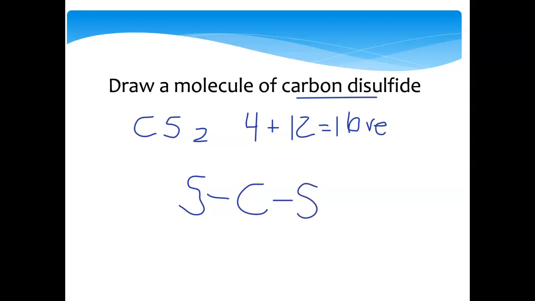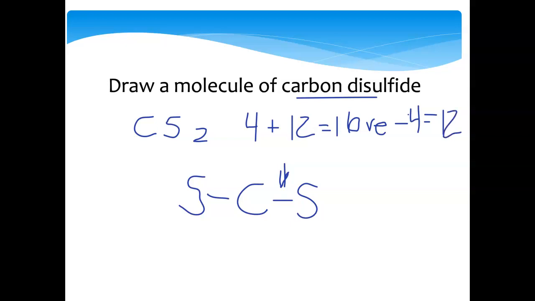And then I'm going to put my S's in there. And I already put my bonds in. You can see my bonds right there. Each of those bonds is 2 electrons, so I just accounted for 4 valence electrons. That means I have 12 more to put around.